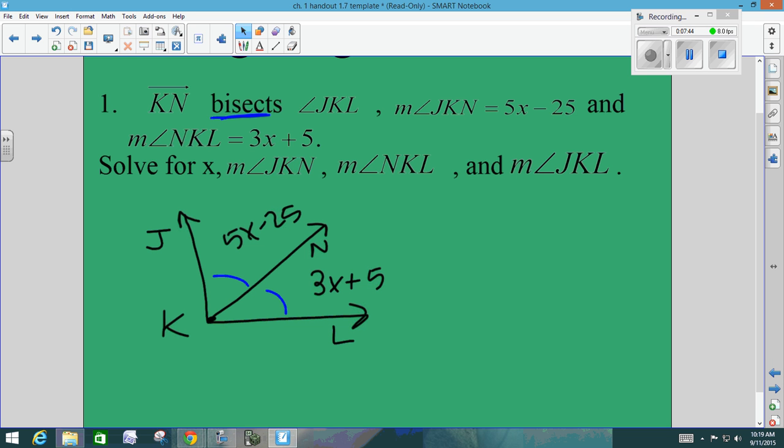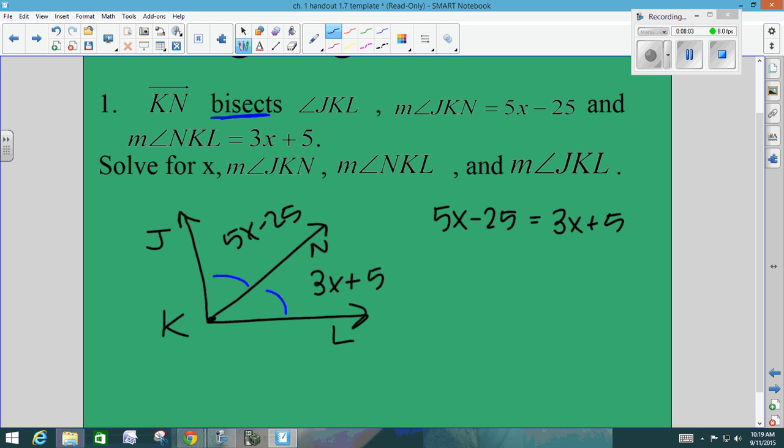Why would you set them equal? Exactly, that's exactly what it is. 5x minus 25 equals 3x plus 5. The angles are congruent, which is the same as saying they're equal. So you're going to set the expressions equal. 5x minus 25 equals 3x plus 5.